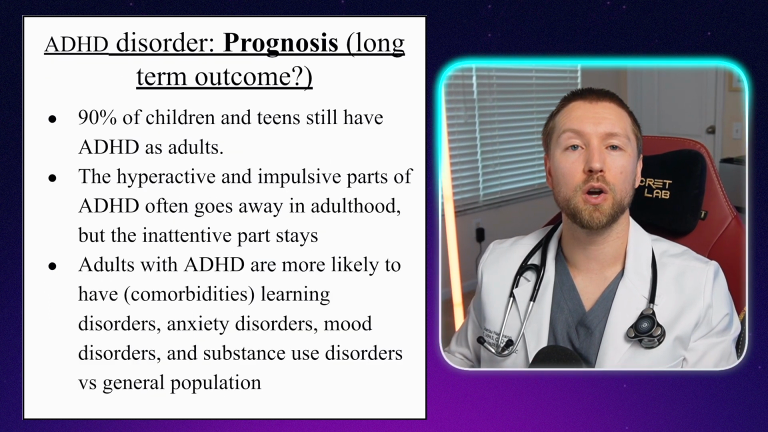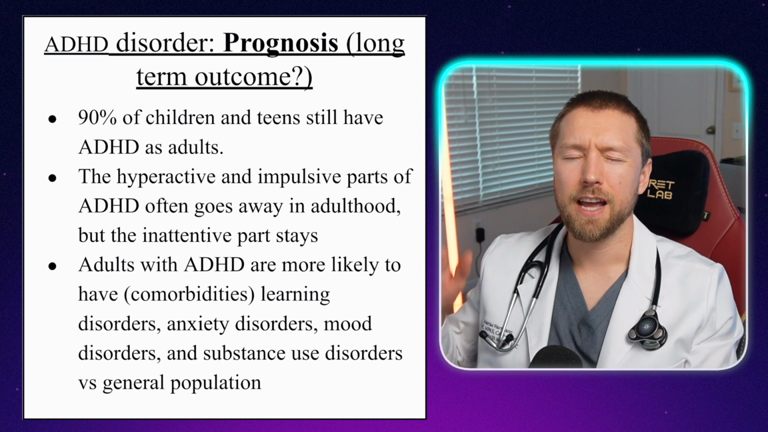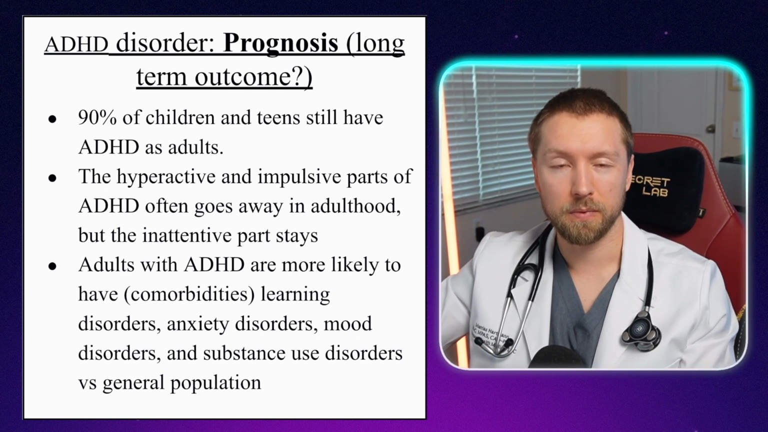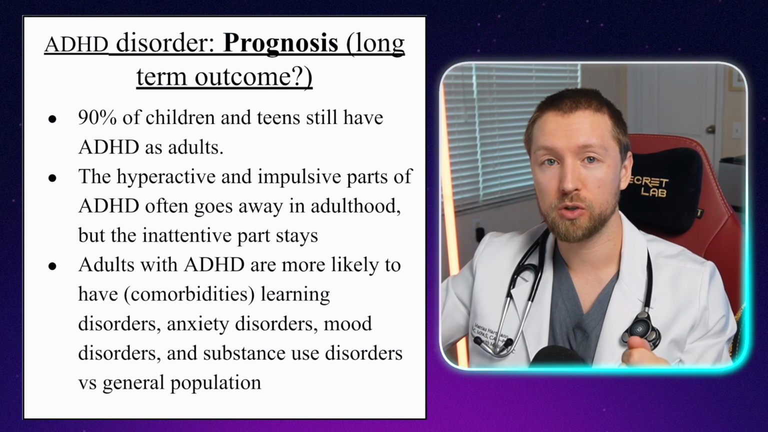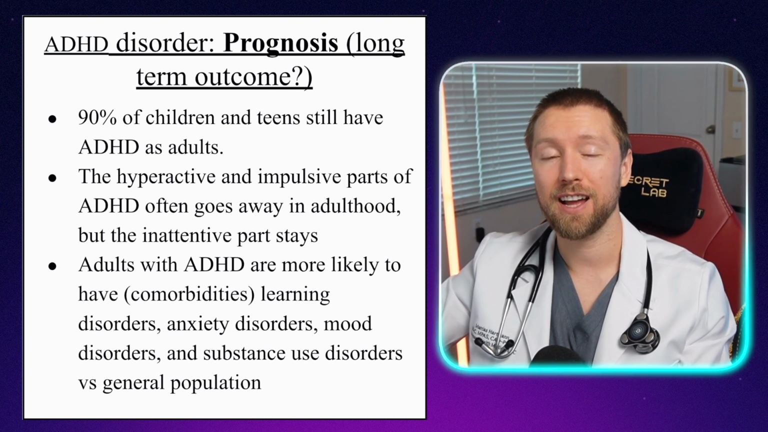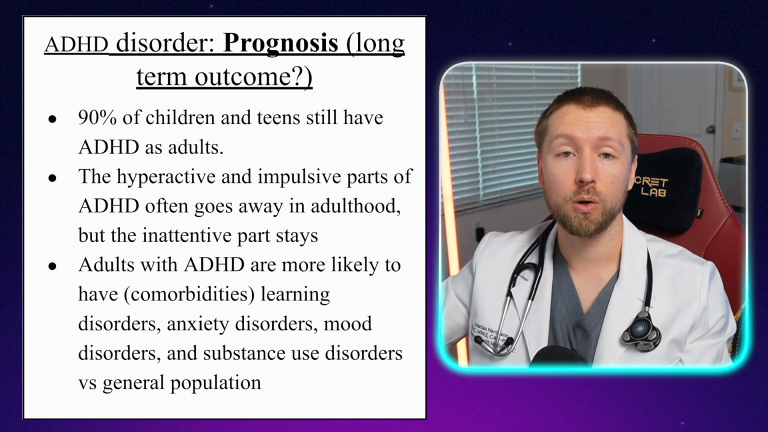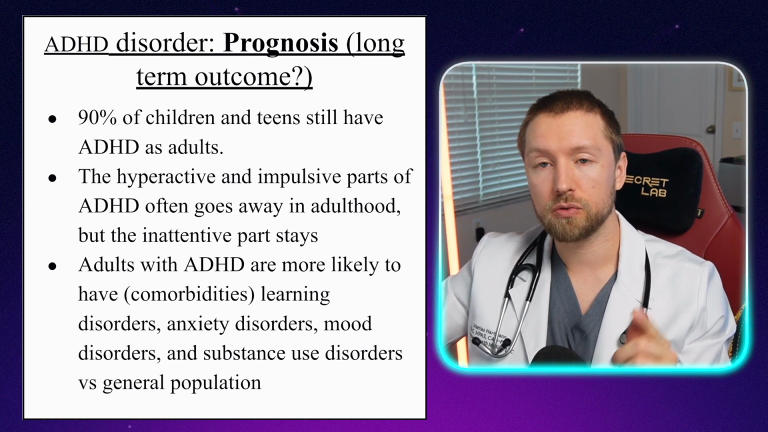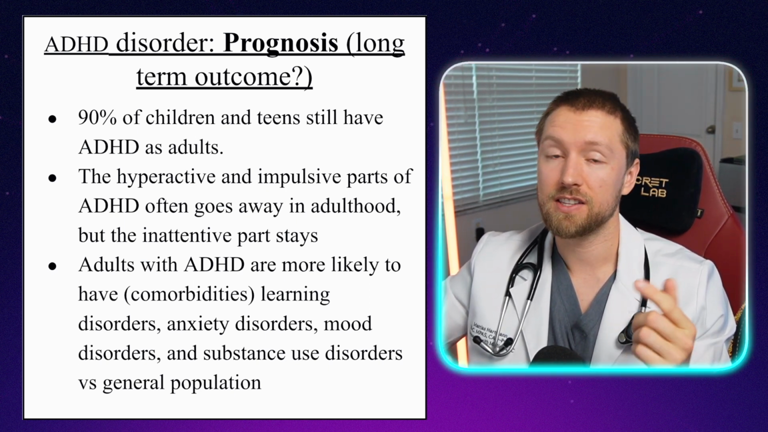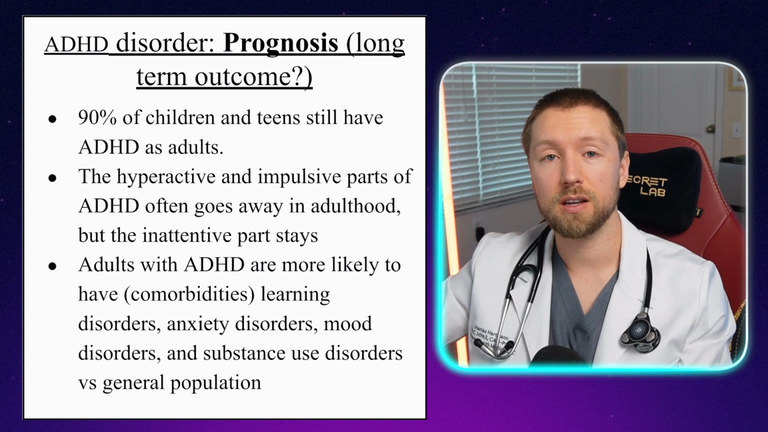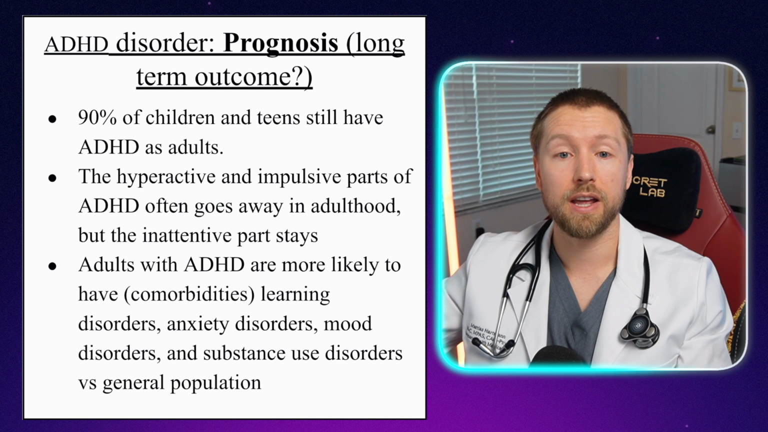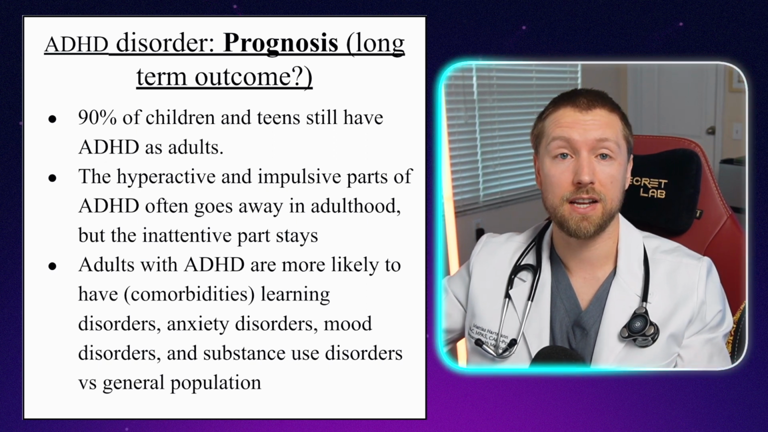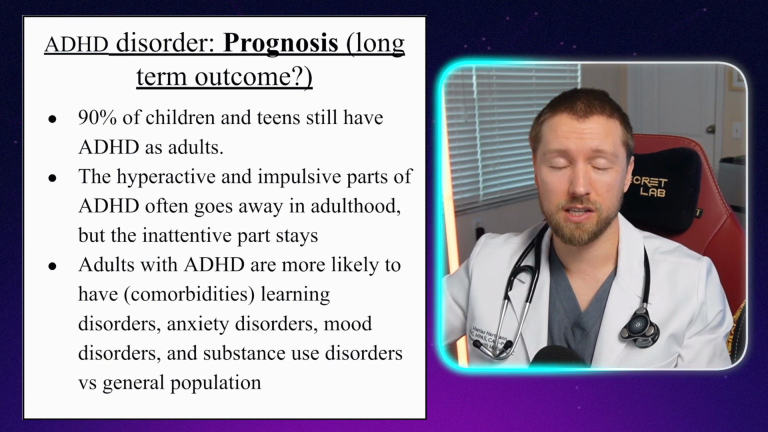So what's the prognosis of ADHD, and how do these patients do long term? Well, as we mentioned earlier, 90% of children and teens still have ADHD as adults. This is changed from what we previously thought. This is new information. We used to think about 50% of children and teens went on as adults to have ADHD, but now we know it's a lot higher than that.